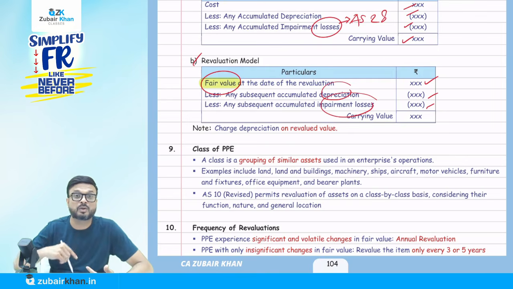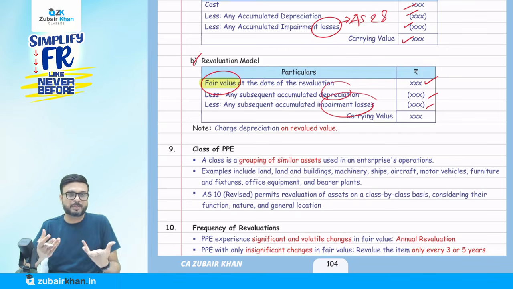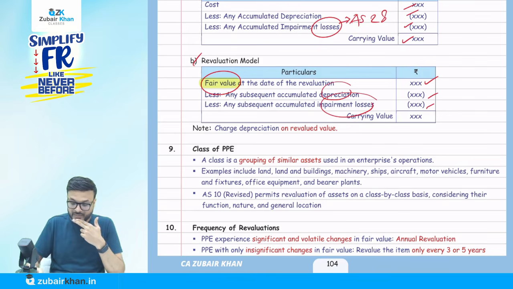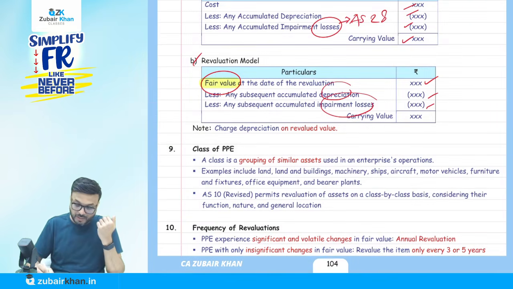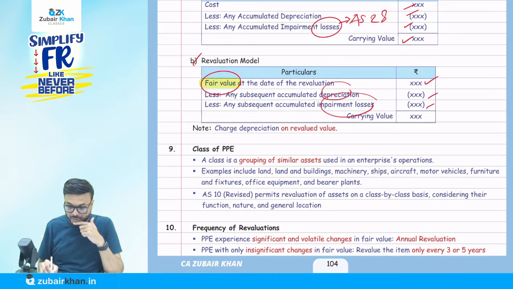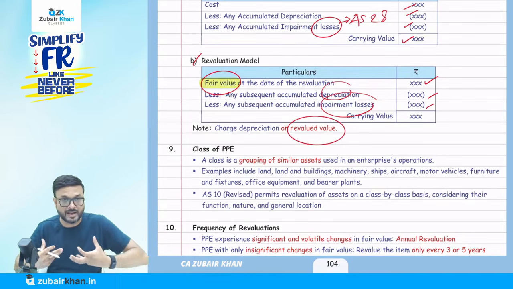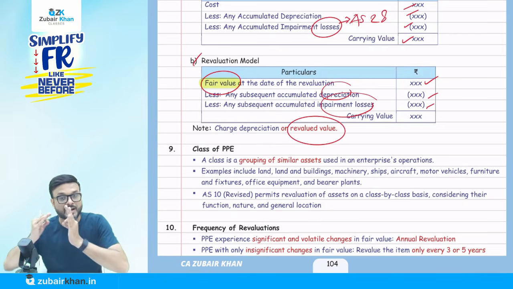Now remember, when you want to charge depreciation, you charge depreciation on the revalued amount, and impairment loss will also reduce from that. Don't worry about the impairment loss, we will discuss that in Accounting Standard 28. It is mentioned that we charge depreciation on the revalued amount only. So when you change the value, we charge the depreciation on that revalued amount.